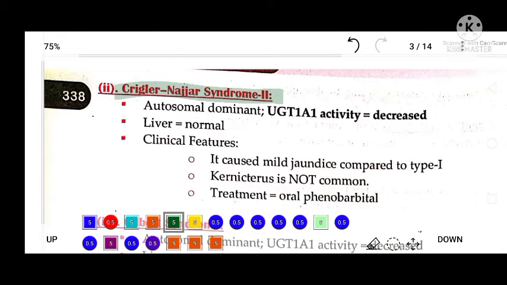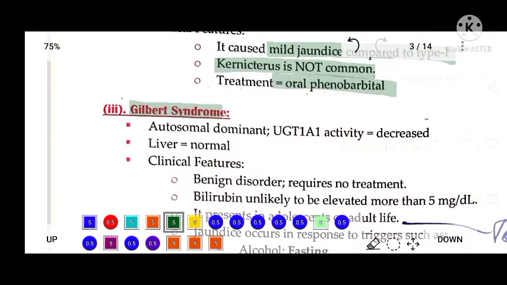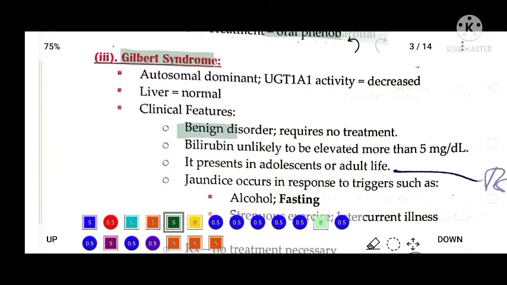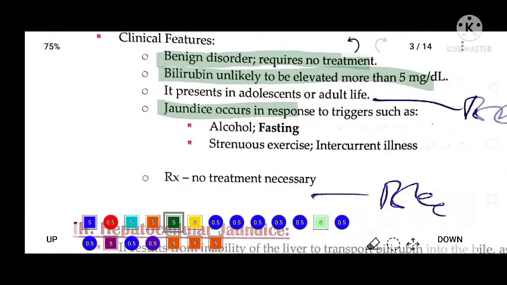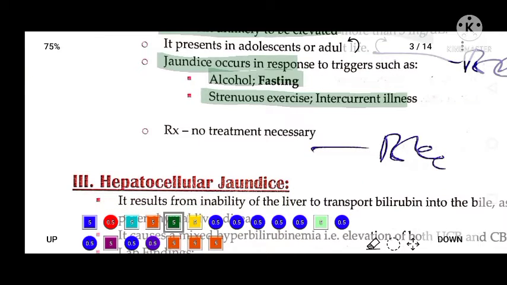Crigler-Najjar syndrome type 2 is autosomal dominant and causes jaundice; in type 2, kernicterus is not common, and treatment is oral phenobarbital. Gilbert syndrome is also congenital and is a benign disease. Bilirubin is mildly elevated and jaundice occurs, and alcohol, fasting, strenuous exercise, and intercurrent illness can give rise to this. No treatment is necessary.